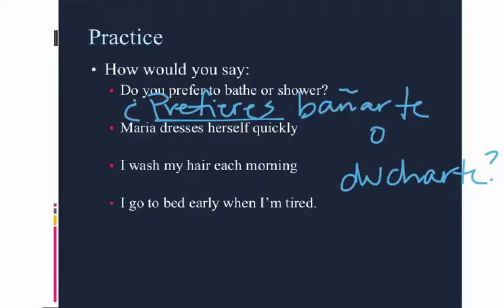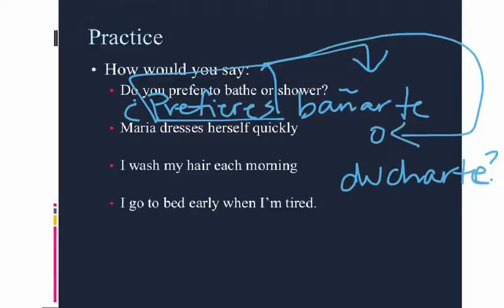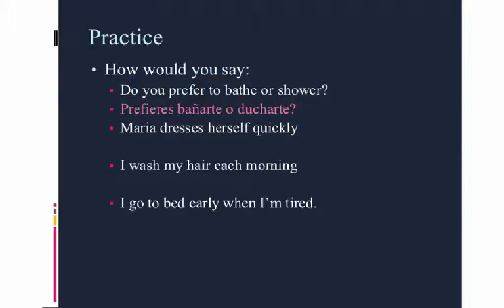And again, I'm doing that because I've got a conjugated verb, so it's going to be followed by an infinitive. And that O is or. It's kind of like and in the sense that it doesn't restart my conjugation. Whatever happened right before the or is going to happen right after. So if this stayed in the infinitive, then this stayed in the infinitive as well. So there's your answer. ¿Prefieres bañarte o ducharte?